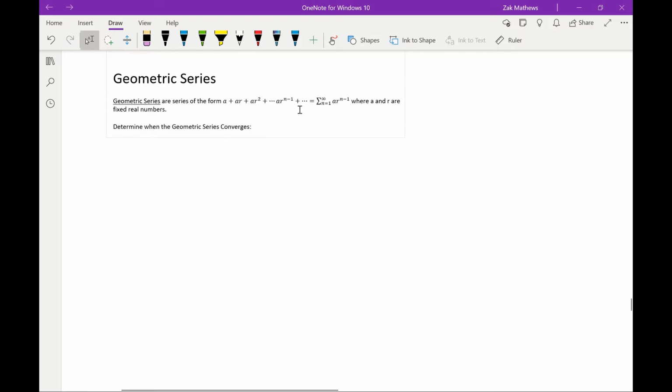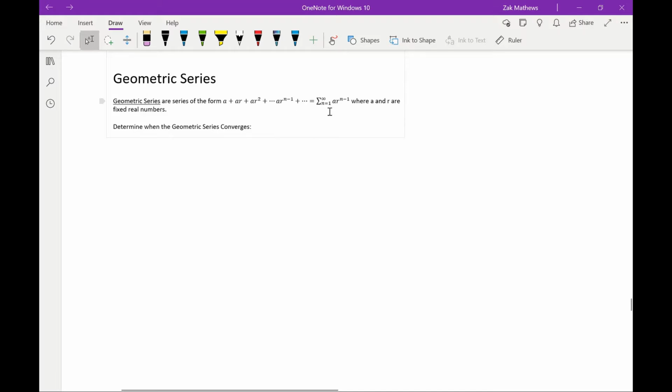So we can write that more concisely using our summation notation. Summation n equals 1 to infinity of a times r to the n minus 1 power. So we have a coefficient times a number being raised to a power. So this is essentially a sequence of exponential numbers with the same base, same coefficient being added together. That is what we're looking at. They do need to be the same base, the same coefficient, otherwise it's not a geometric series.